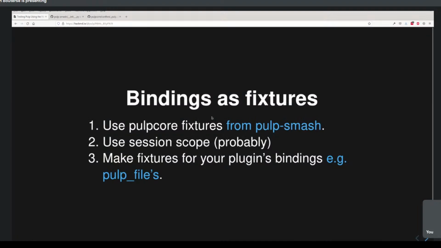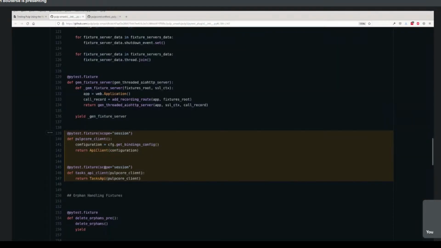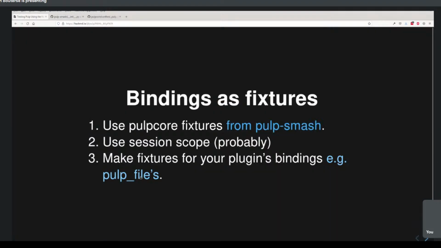So here what you've just seen is the bindings for pulpcore objects, specifically the base API client and the tasks API, are generated from fixtures that are available in pulp-smash. And so you don't need these other utilities. You can just have them received from those fixtures. I explained session scoping here. For the bindings objects, you probably want session scoping for all of those.